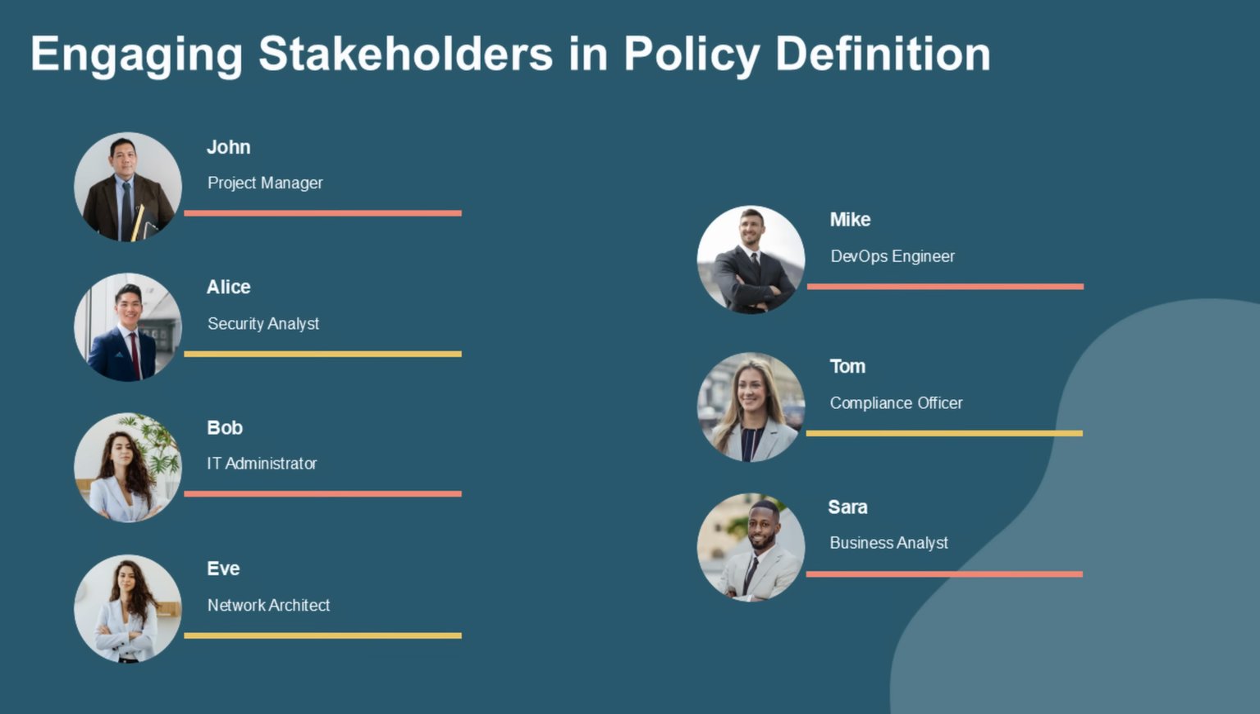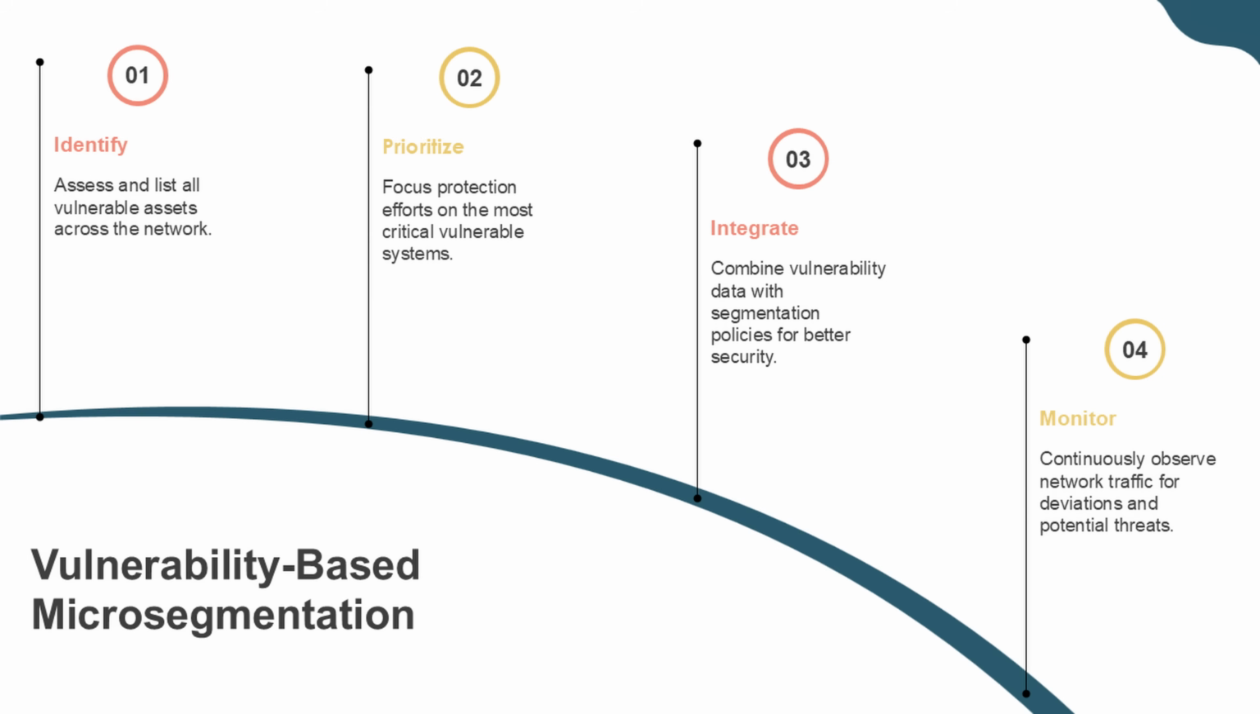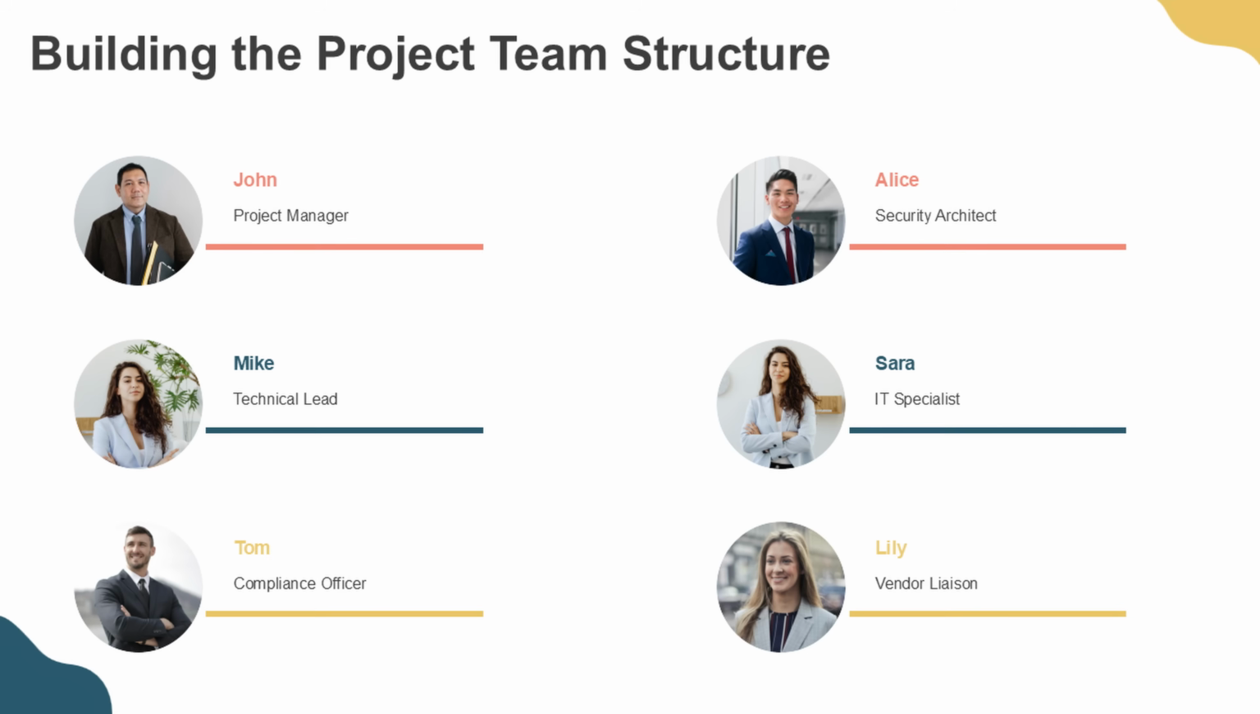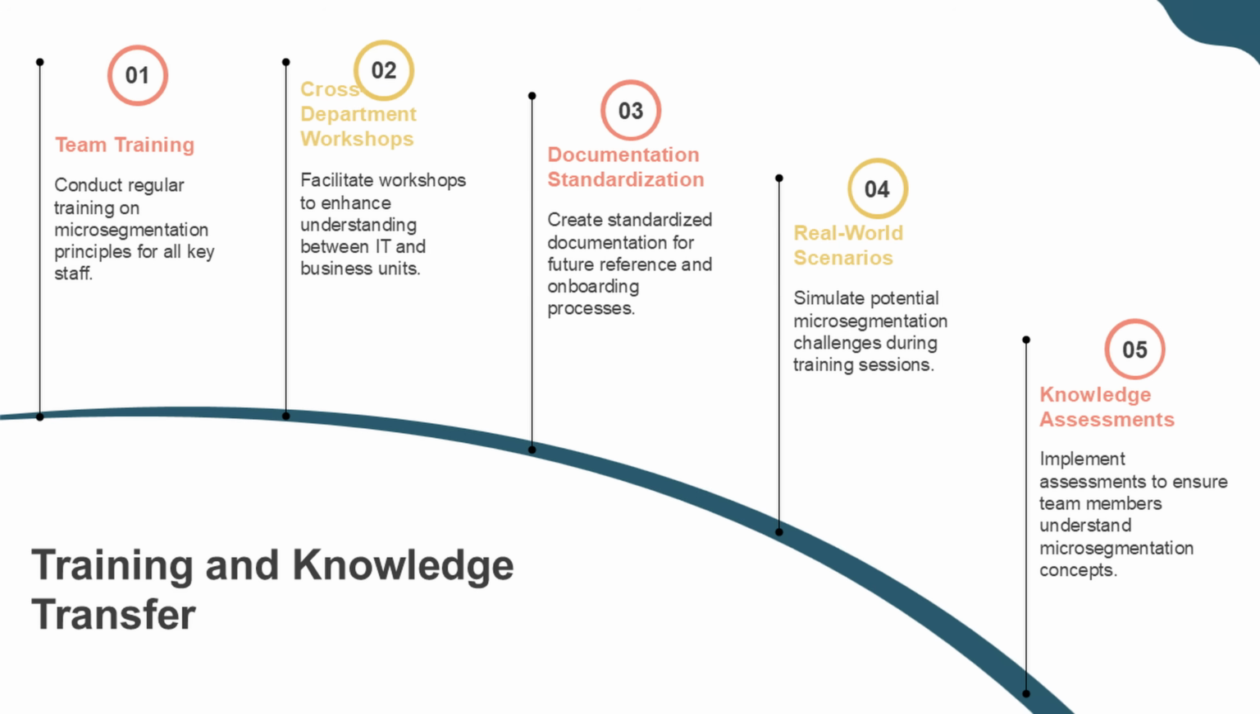The core of microsegmentation lies in creating and enforcing granular security policies. Define policies based on multiple criteria, including user roles, device types, application requirements, and security levels to create context-aware access controls. Involve key stakeholders from IT, security, compliance, and business units to ensure policies align with organizational objectives while maintaining security. Apply vulnerability-based microsegmentation as a compensating control to mitigate exposure to known vulnerabilities that cannot be patched immediately. Effective policies should be both granular enough to provide meaningful security and scalable enough to accommodate network growth and evolution.